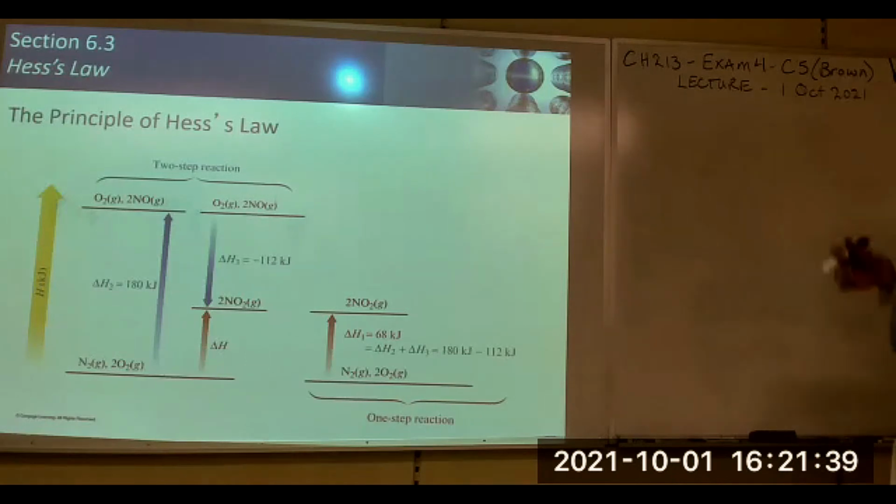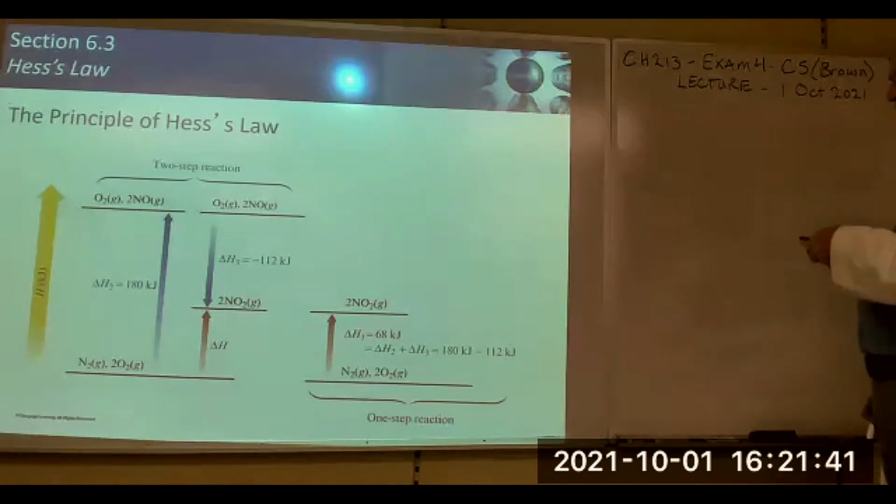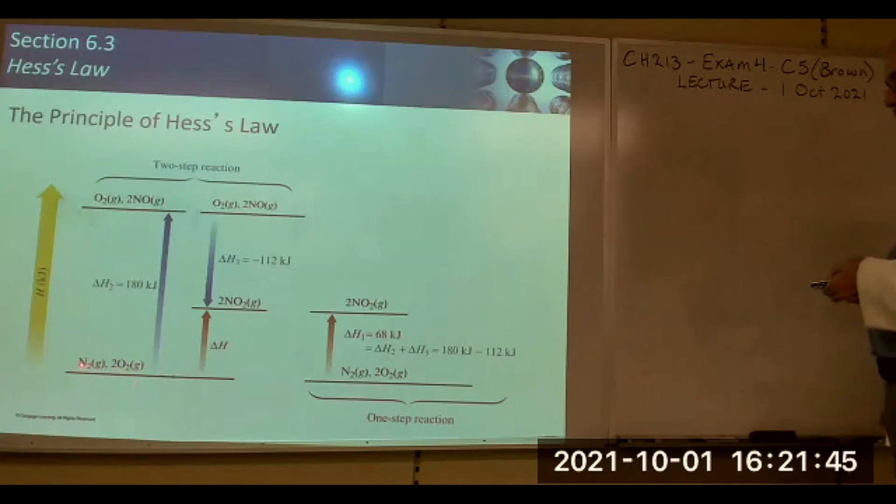Okay, this is a pictorial representation. This is why Hess's law works, because this is the energy of the reactants. This is the energy of the products. And in one step of the reaction, the two reactions we add together, one of them goes this direction for a little bit and the other one comes back that direction. We end up in the same place.